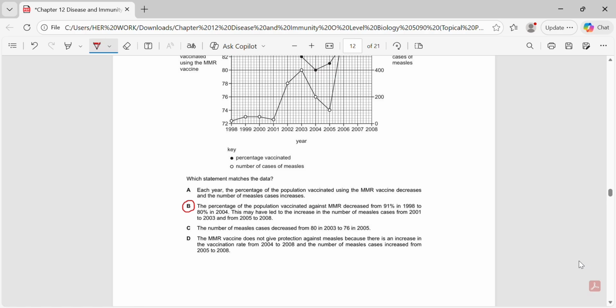Finally, during 2005 to 2008, vaccination rates started to recover slightly, but they were still below the 1998 levels. Since the virus was already circulating in the population, the number of measles cases continued to rise despite the small increase in vaccination. So, the correct answer here is statement B. The percentage of the population vaccinated decreased from 91% in 1998 to 80% in 2004. This may have led to the increase in measles cases from 2001 to 2003 and from 2005 to 2008.